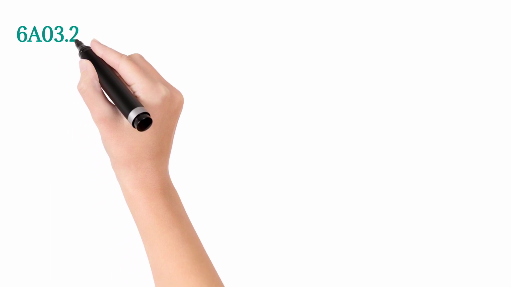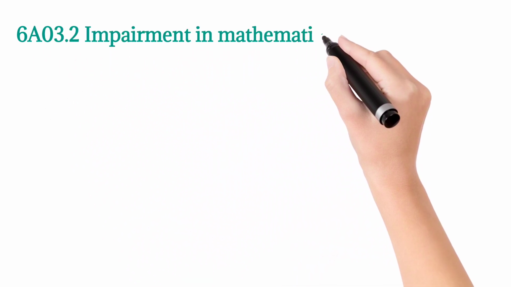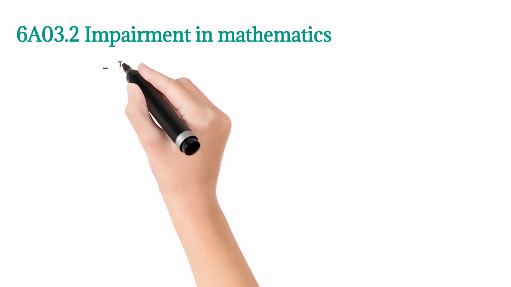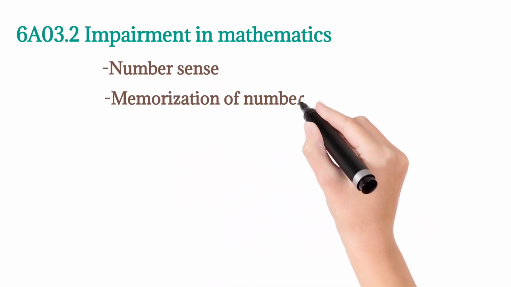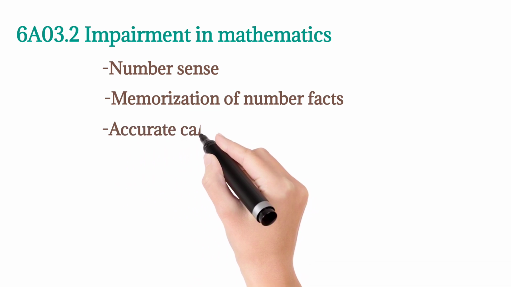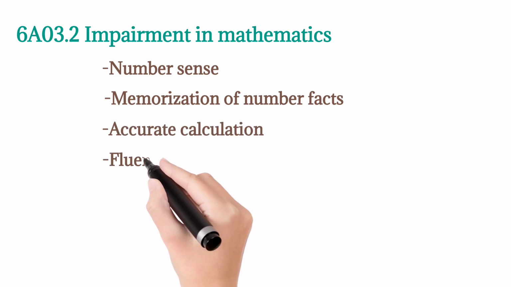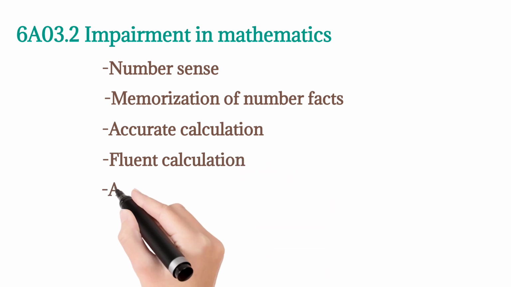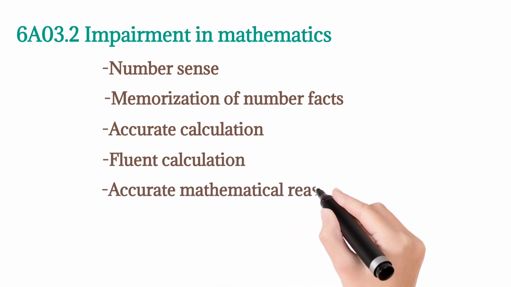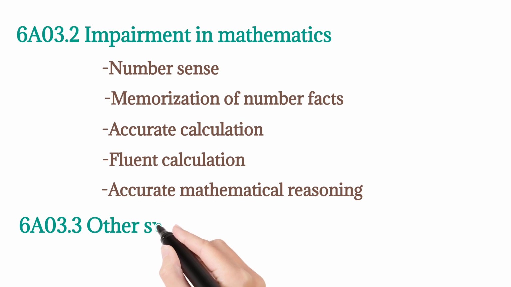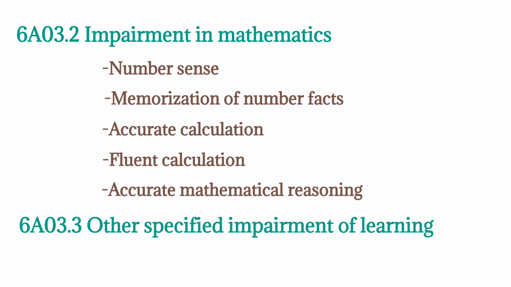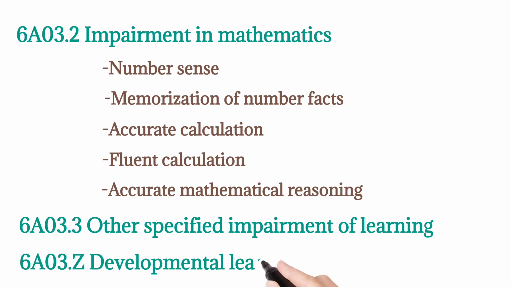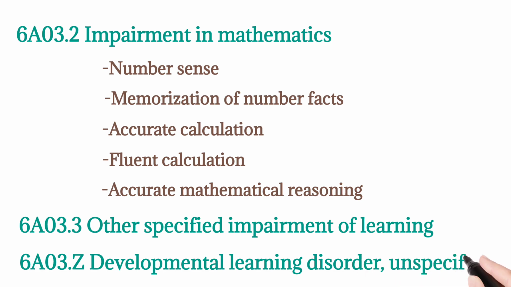The next specifier is 6A03.2, impairment in mathematics, manifested in impairment in mathematical skills such as number sense, memorization of number facts, accurate calculation, fluent calculation or accurate mathematical reasoning. Next specifier is 6A03.3, other specified impairment of learning that is not adequately characterized by one of the other specifiers. And last is 6A03.Z, developmental learning disorder, unspecified.